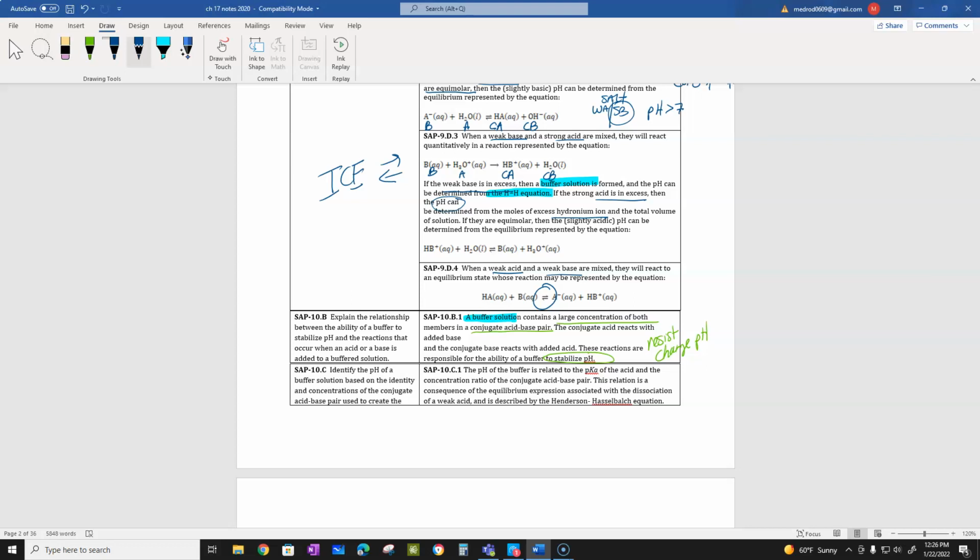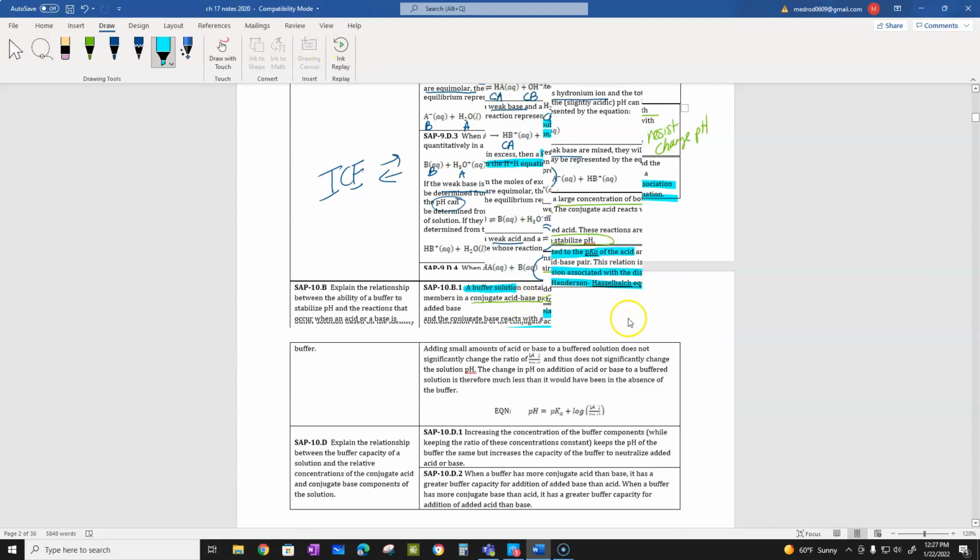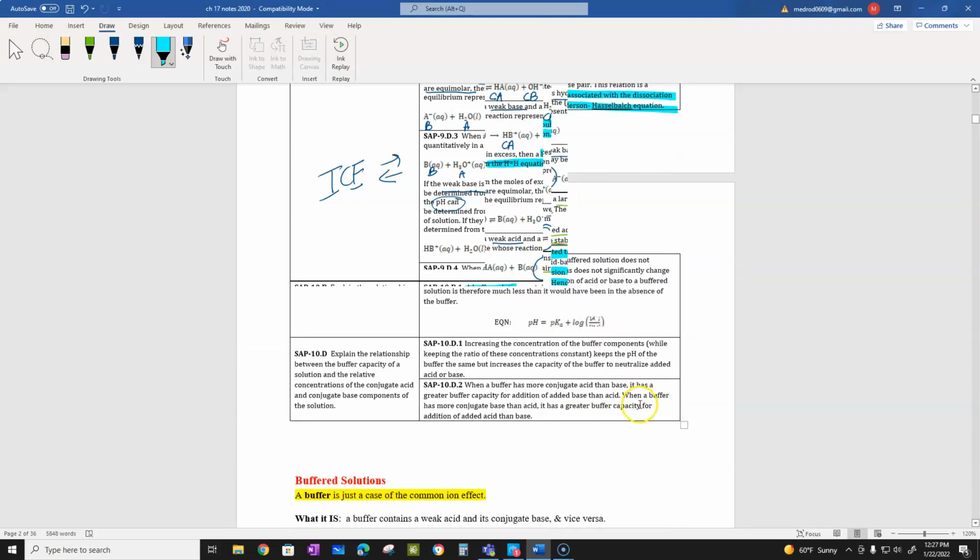The pH of a buffer is related to pKa. Very important on this part. You'll see it in the videos of the acid. And the concentration ratio of the acid-base pair. The relationship is the consequence between the equilibrium expression, we're talking about Ka, with the dissociation of that weak acid. So with Ka, and using that Henderson-Hasselbalch equation, okay? And there's some equations coming as we go through this video. And I told you there's a lot of learning targets, okay?